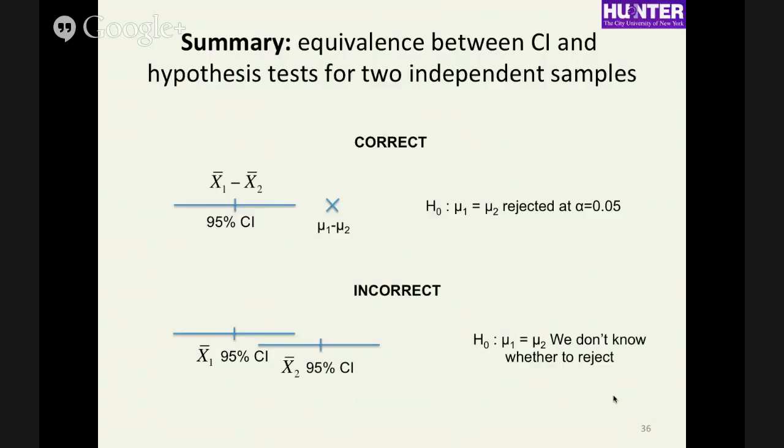And here's one slide just to emphasize again the correct way to use the equivalence between hypothesis testing and confidence intervals, and the incorrect way. Under the correct way, we build a 95% confidence interval on the difference in the two means. And if that includes 0 or some other null hypothesis value, then we don't reject. If it doesn't include it, then we reject. The incorrect way to do it would be by building 2 separate one-sample confidence intervals.